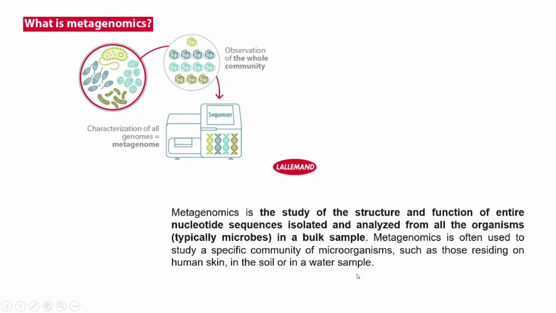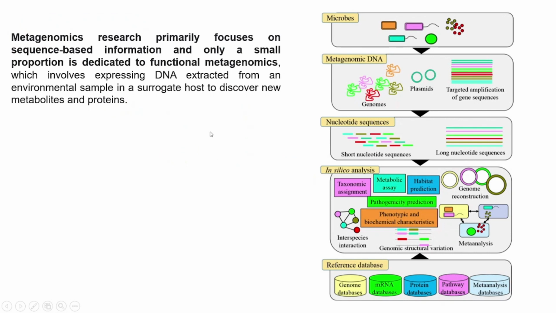I've not seen it myself, but I've heard people work on water samples. They take water samples from ponds and stuff, and then they do metagenomic studies on that. Apparently people do it on the human skin and the soil also, and this is a very up and coming field. Metagenomics research primarily focuses on sequence based information, and only a small proportion is dedicated to functional genomics. Most sequence based information is called metagenomics.